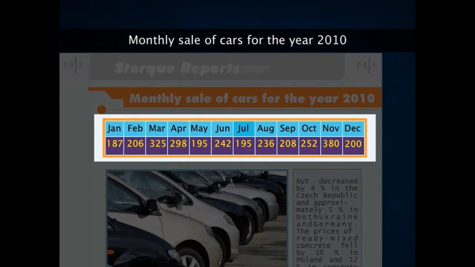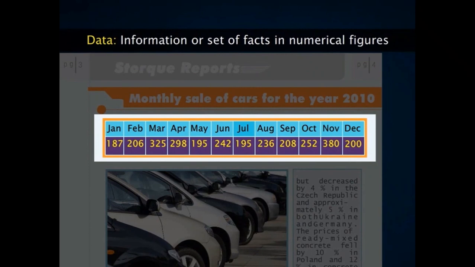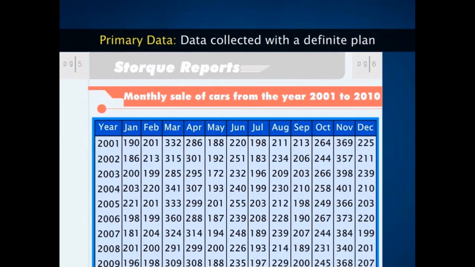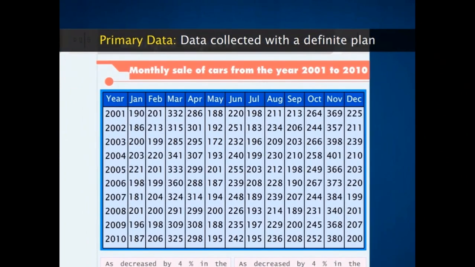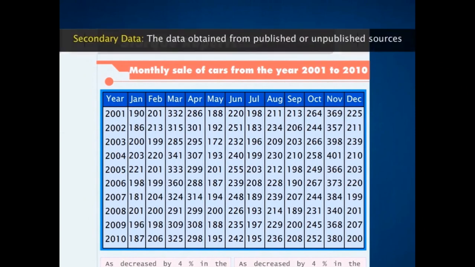Look at the sales figures given here. Such information or set of facts in numerical figures is called the data. Data forms the core of any statistical exercise. The data given in this case will help the company estimate future sales figures. The data collected by an investigator with a definite plan in mind is known as primary data. The data that is not originally collected but is obtained from published or unpublished sources is known as secondary data.